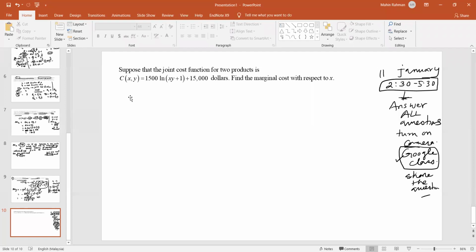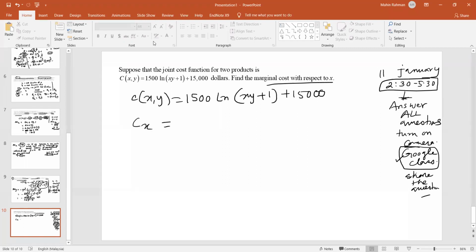Okay, now this is another question. Suppose this is the joint cost function, C(x,y) is equal to 1,500 ln(xy + 1) + 15,000. You have to find the marginal cost with respect to x. So it will be Cx, that means y is now constant.